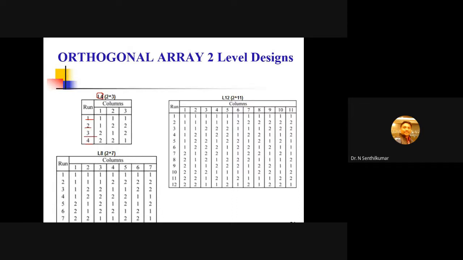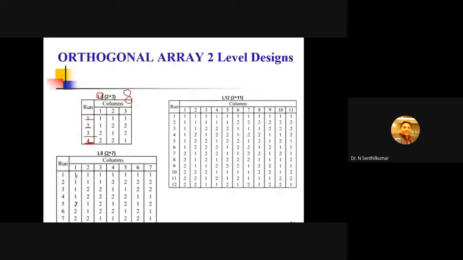So this is 2 power 3. Normally it will be 8 in full factorial, but here you can see it is only 4. Similarly, L8: 7 parameters varied through 2 levels. So we are speaking about 2 levels. This is the first level and this is the second, that is, 2 values for these parameters. It may be 100 pH value, for example.